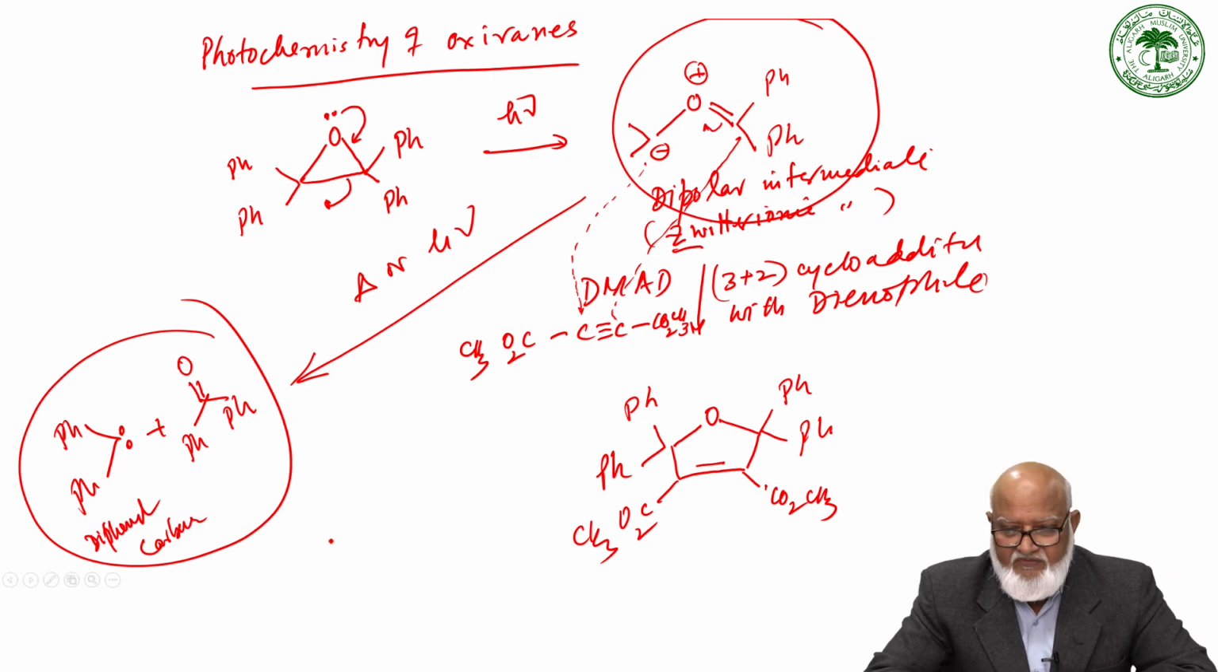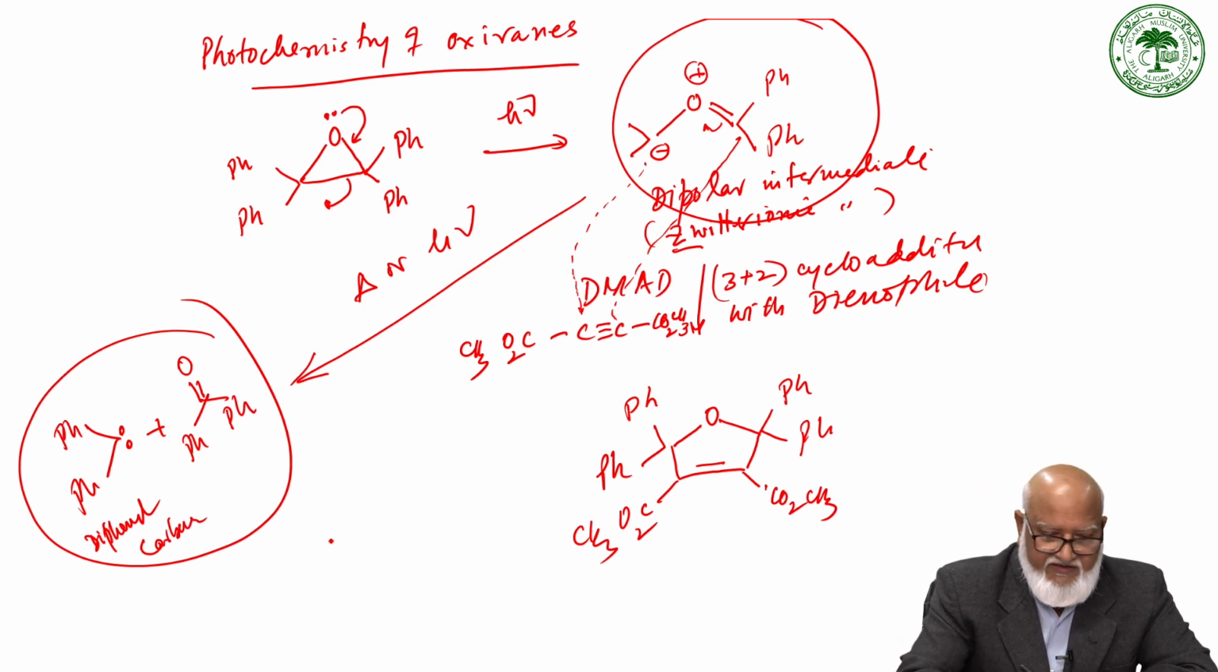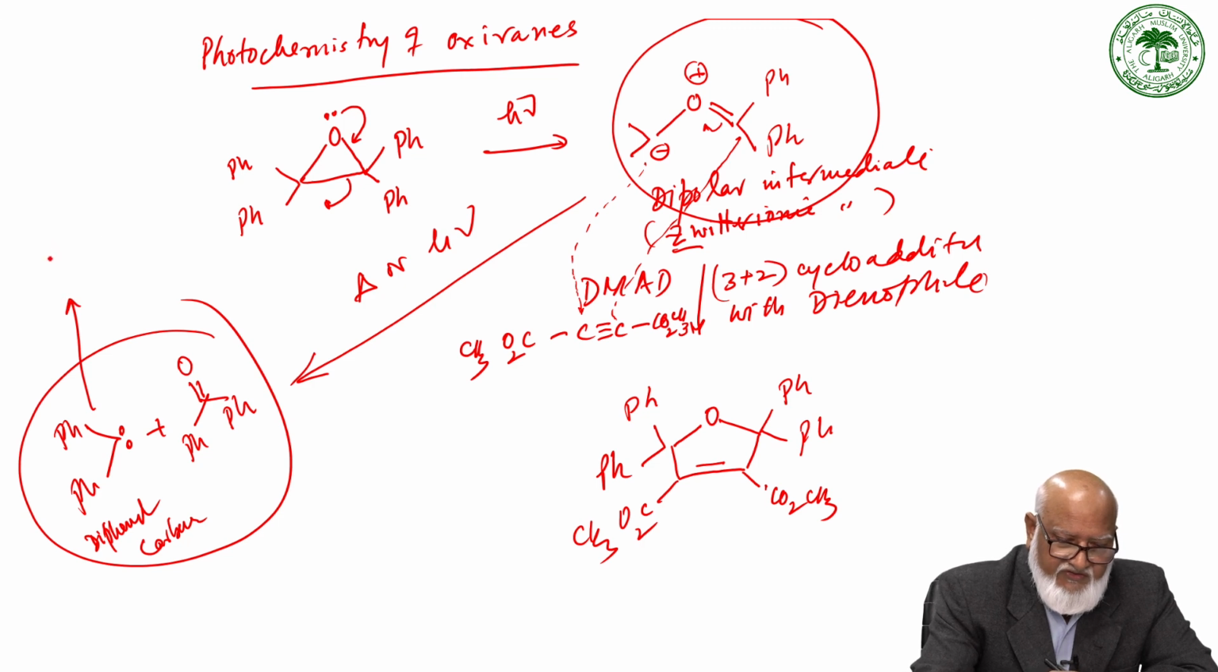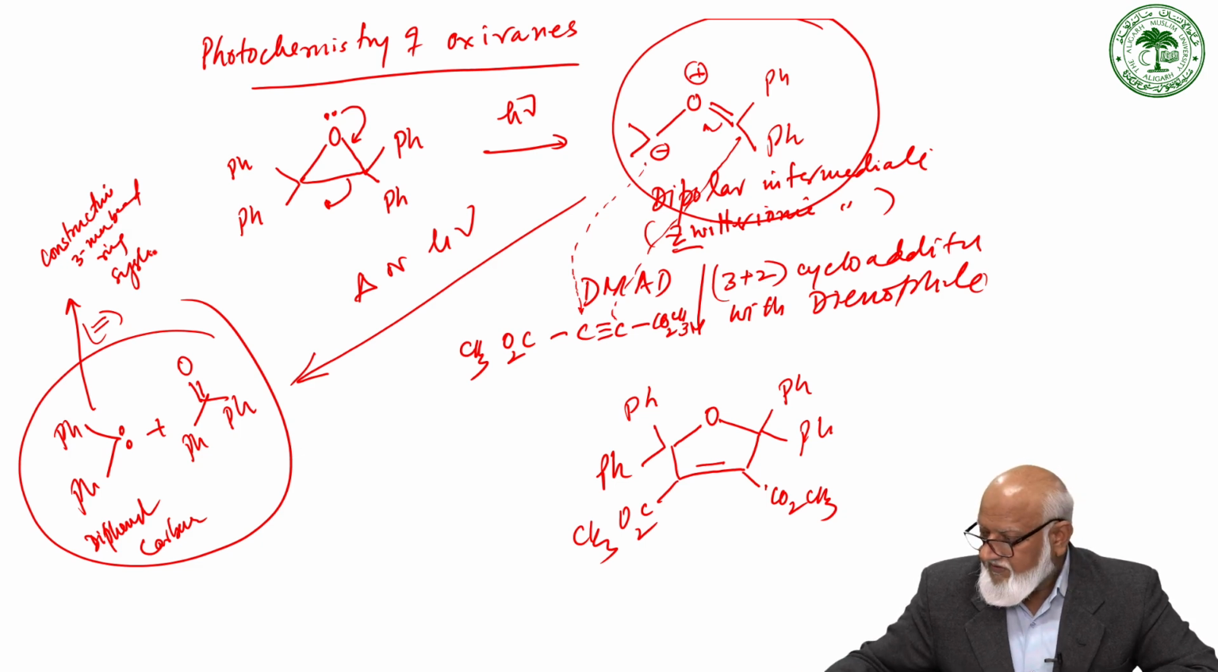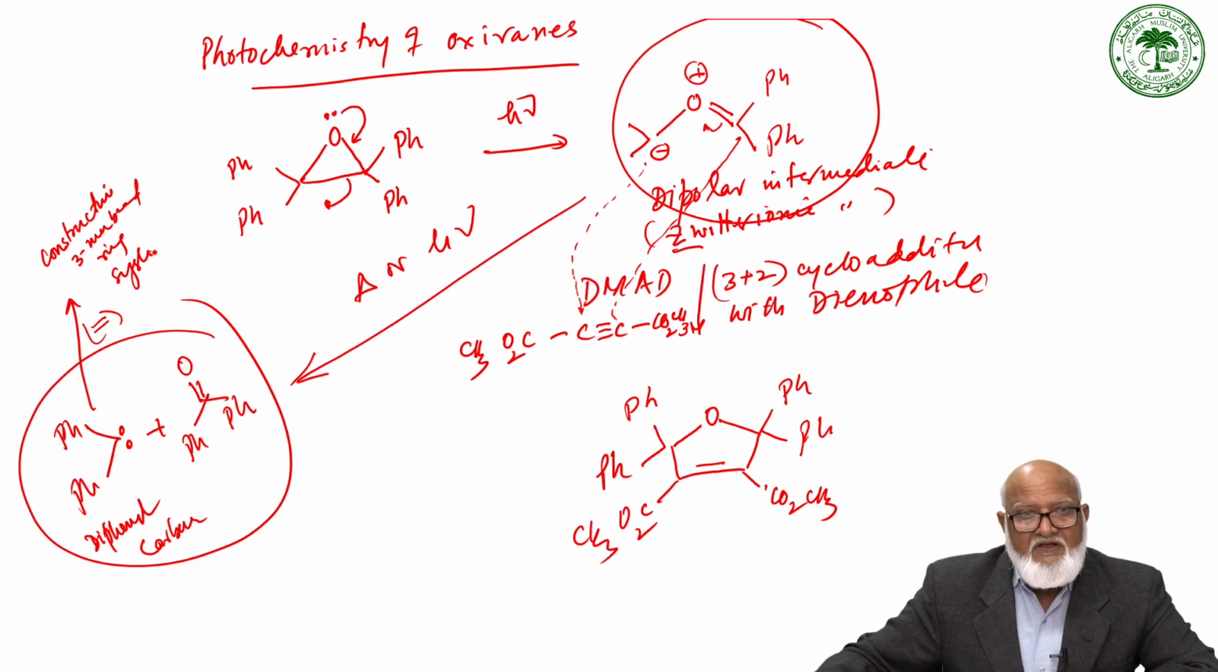which is generated as an intermediate during the photolysis of this oxirane, and can be exploited to construct a cyclopropane ring. It can add to a double bond and generate a three-membered ring system. This is a very interesting reaction, reported by a German scientist, Huisgen, who has done a lot of work on aziridines.